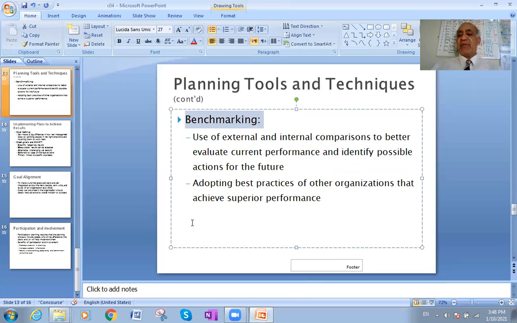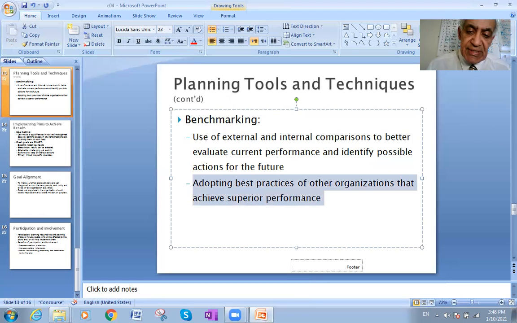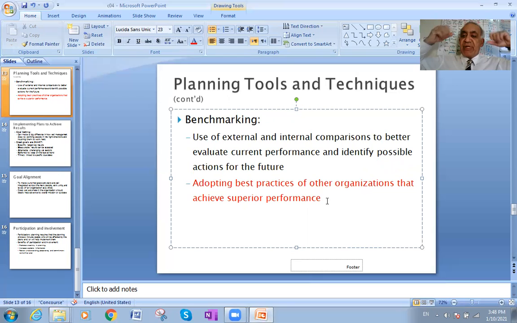Benchmarking. What do you mean by benchmarking? Use of external and internal comparison to better evaluate current performance and identify possible action. Adapting best practice of other organizations that achieve superior performance. And this is actually, I agree with the second one. I will highlight it for you guys here. Yes, it's like a pioneer. Like you look for a pioneer company, a good company in everything.